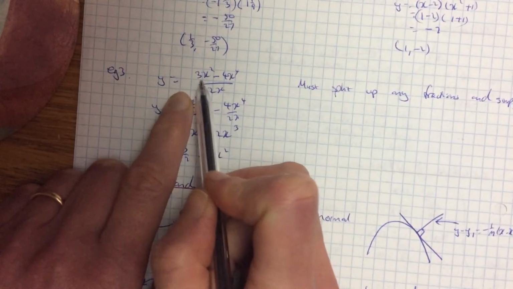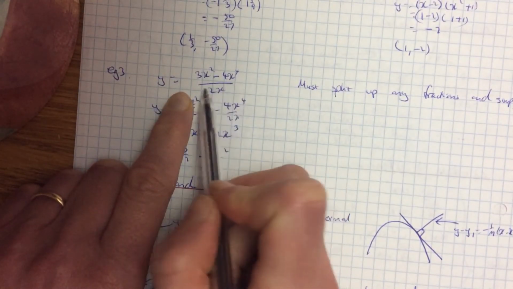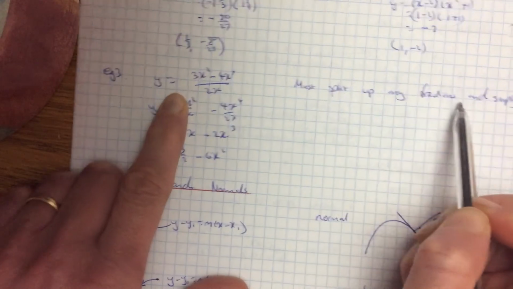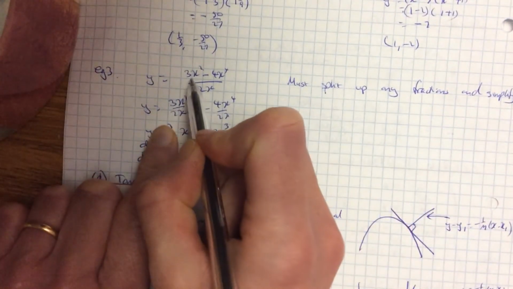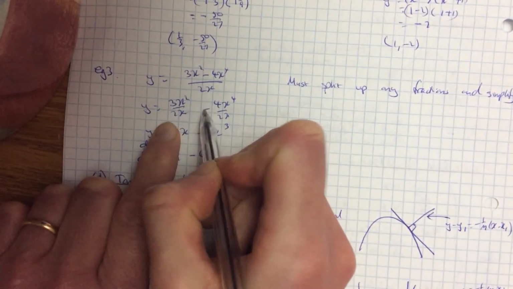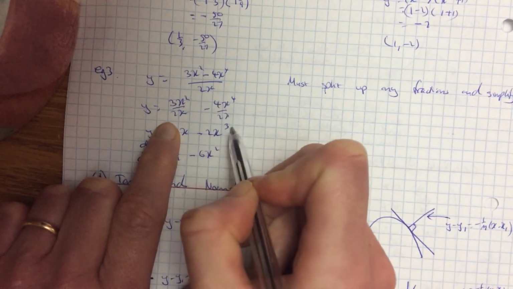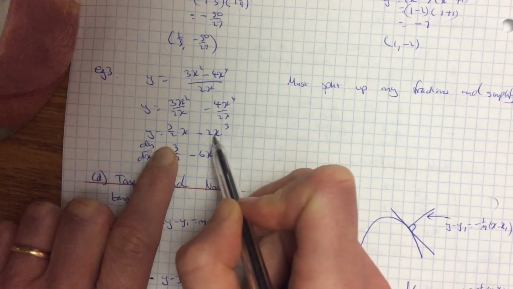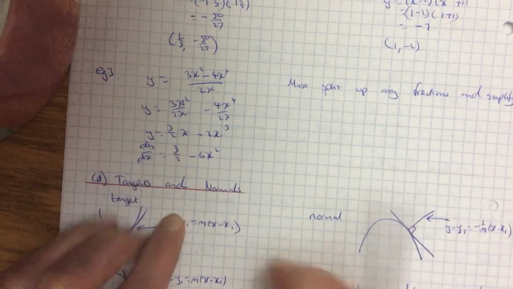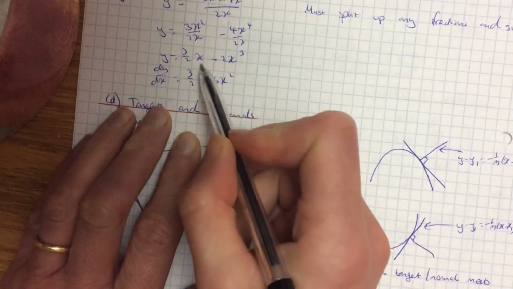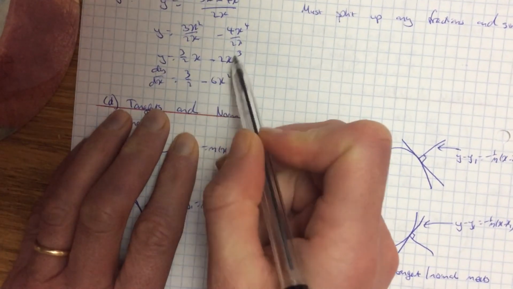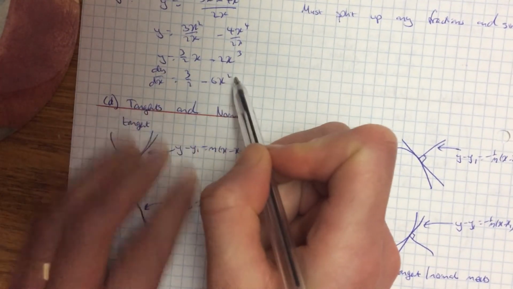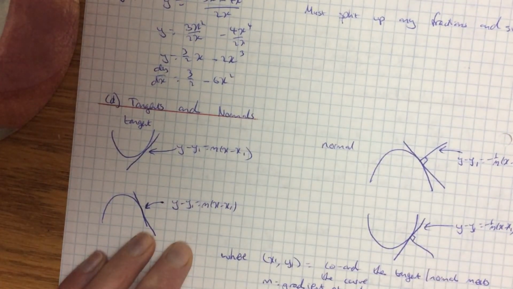So y equals 3x squared minus 4x to the 4 over 2x. You must split up any fractions and simplify. So that's 3x squared over 2x minus 4x to the 4 over 2x. That cancels to give you 3x over 2 minus 2x cubed. Now I'm ready to differentiate. The x disappears, leaving you 3 over 2. Power to front, so it's minus 6, and take 1 off, x squared.